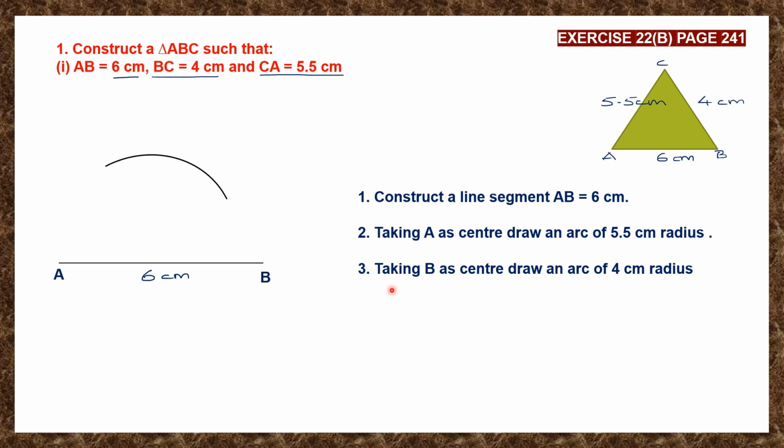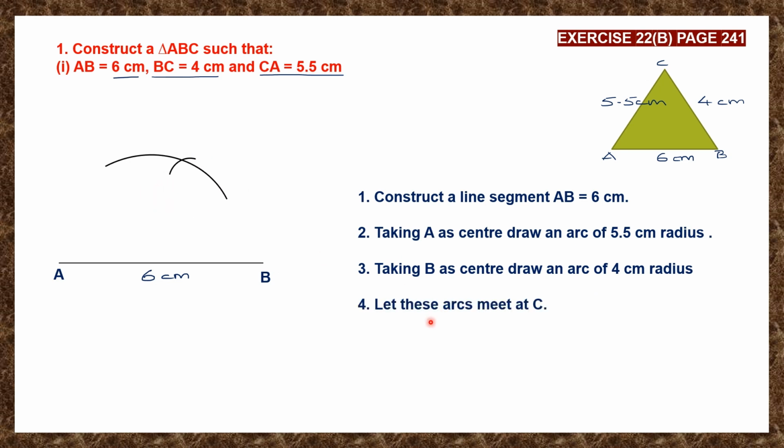Next step, taking B as the center, draw an arc of 4 centimeters. Look at this figure, BC is 4 centimeters. So we're going to place a compass needle at B and we are going to cut an arc of 4 centimeters. This time you have to cut it on this arc. Okay, on this arc, not anywhere else. So cut this arc after taking 4 centimeter radius. So you've drawn an arc. Can you see it has cut there?